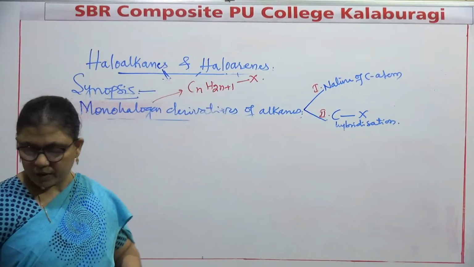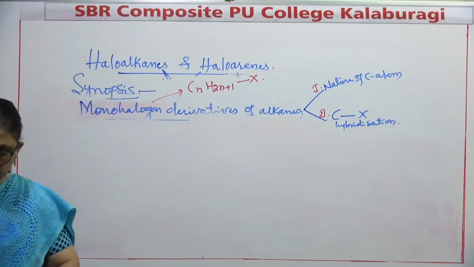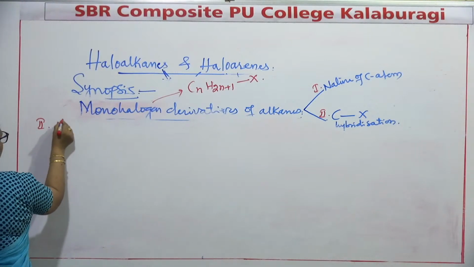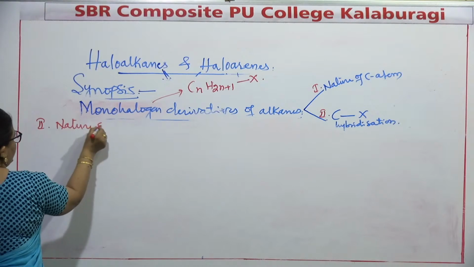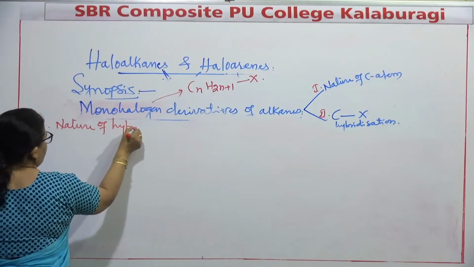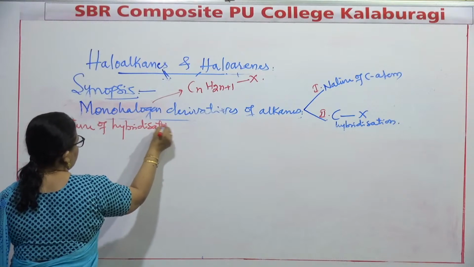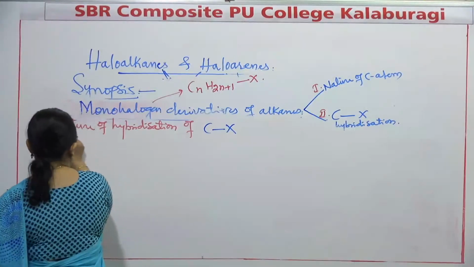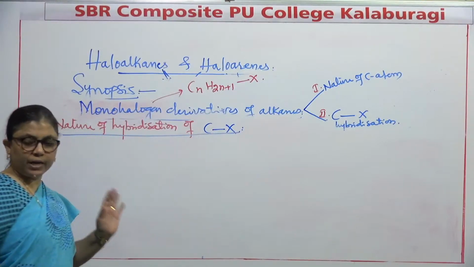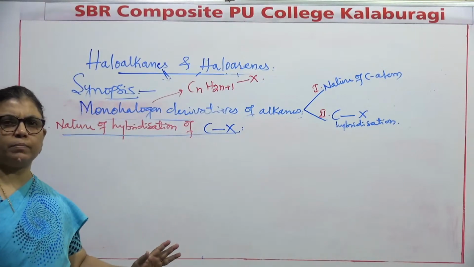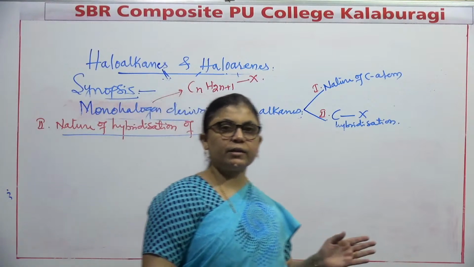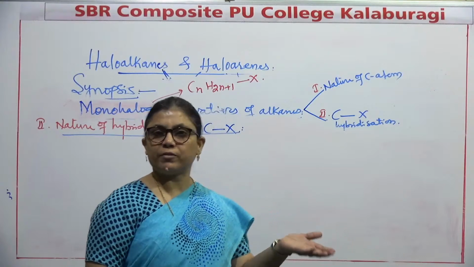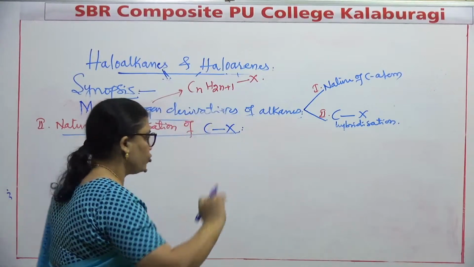Okay, let us move to the next one. On the basis of nature of hybridization of carbon containing halide. We are not dealing with remaining carbon. Maybe it may contain 10 number of carbon atoms. We are not at all worried about the remaining 10 carbon atoms. We are worrying only about the carbon atom to which the halide group is linked.